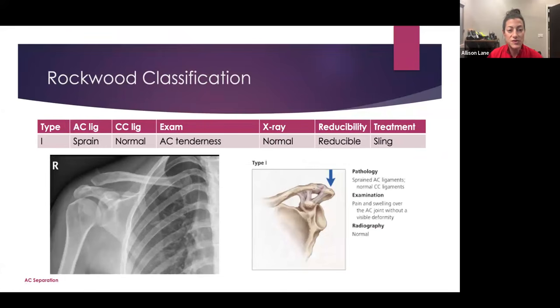The Rockwood classification is the most common classification we use to grade AC joint separations. Type 1 is one of the more common ones, where you don't necessarily see anything on exam, but you have a sprained AC ligament and a normal CC ligament. You'll have some tenderness at the AC joint, but the x-ray itself is going to look pretty normal. This type of injury is reducible, and these reducible separations are conservatively managed. So this is really just going to be a sling for a type 1.